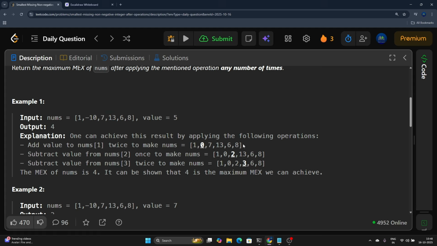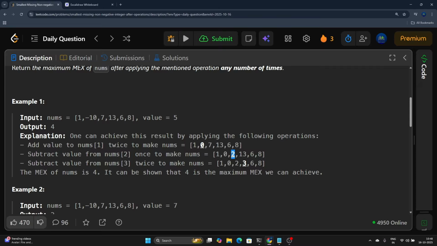So now the answer looks to be 2, because in this array 2 is missing, which is the smallest missing non-negative integer. Because we have a 0, we have a 1, we do not have a 2. But we can convert this number 7 to 2 by subtracting the value which is 5 from 7. So this will become 2. So we have a 2 as well, right? So we have a 0, we have a 1, we have a 2.